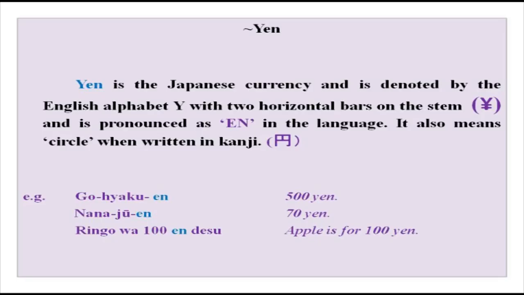As is given over here, yen is the Japanese currency and is denoted by the English alphabet Y with two horizontal bars on the stem and is pronounced as en in the language. It also means circle. En also means circle and it also means circular. So, 500 yen, 700 yen or 70 yen, ringo wa 100 yen desu or ringo wa 100 yen desu ka?